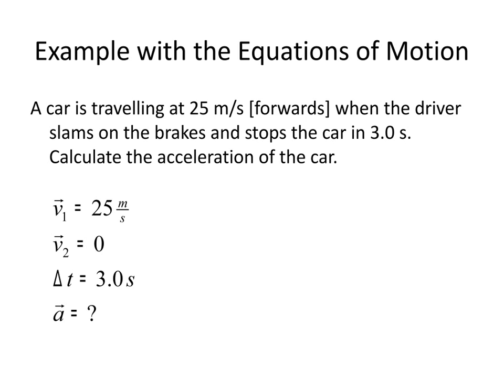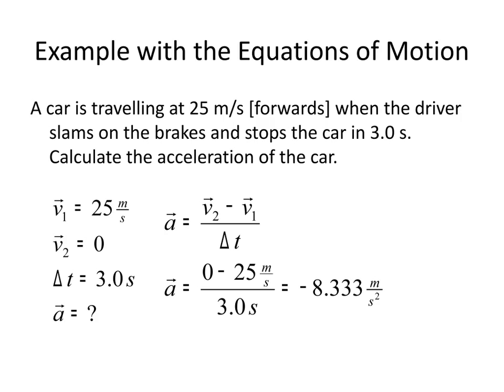So we'll write down our given values first. We've got v1, our initial velocity, 25 meters per second. We'll take forward to be positive. v2 is 0 because the car is going to stop. Time is given as well, and our unknown is the acceleration.